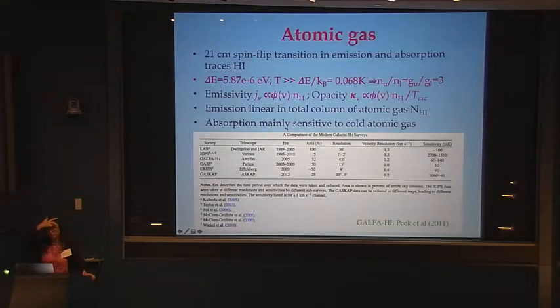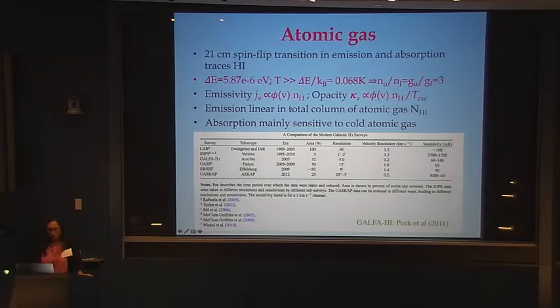Okay, so let's move on to the atomic gas. As Ramil mentioned, this is observed, it's a great tracer, although it's faint, the 21 centimeter spin flip transition. This has an extremely small splitting, so any temperature is above that splitting. That means the relative population in the upper and lower level is just in accordance with quantum degeneracy. The emissivity is proportional to the density. The opacity is inversely proportional to the excitation temperature, just because of the relative populations and because the energy is so small.